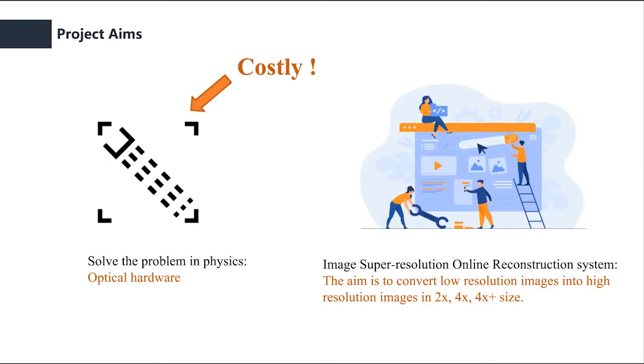Usually, the most direct way to improve image resolution is to improve the optical hardware in the acquisition system, but the manufacturing process to improve the optical hardware seems too costly. Therefore, we designed a super resolution reconstruction system that helps to recover a given low resolution image into a corresponding high resolution image, at 2 times, 4 times, or more than 4 times the size of the original.